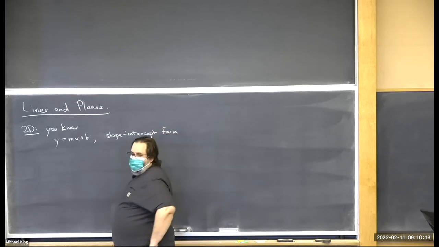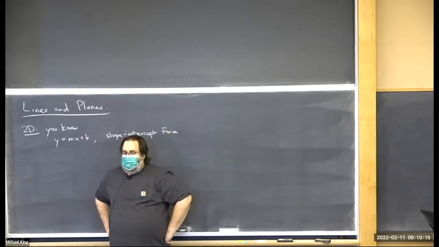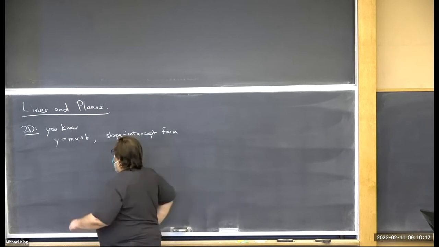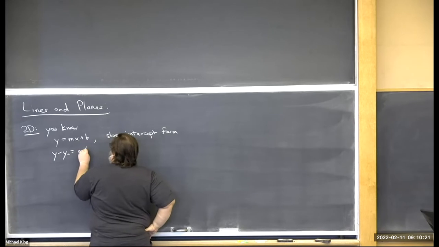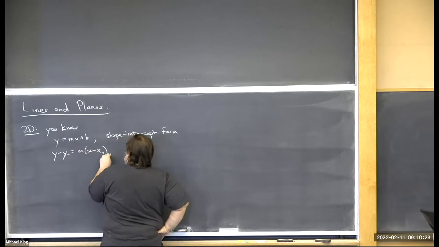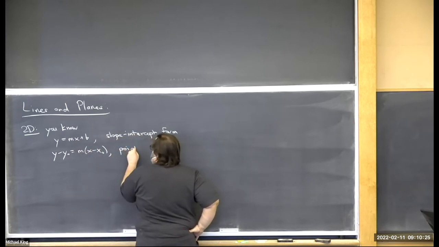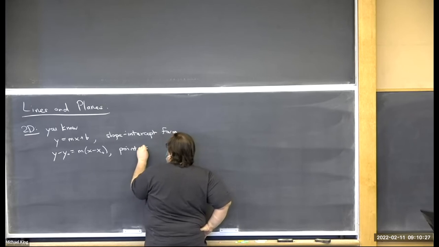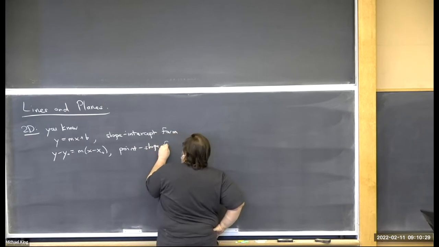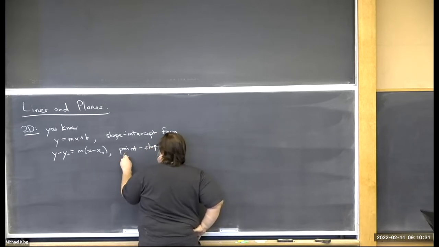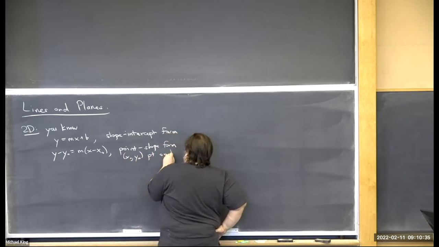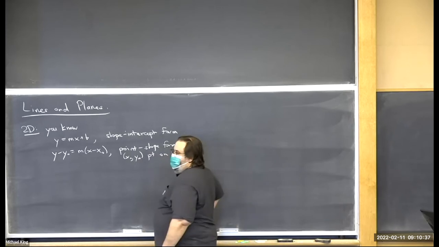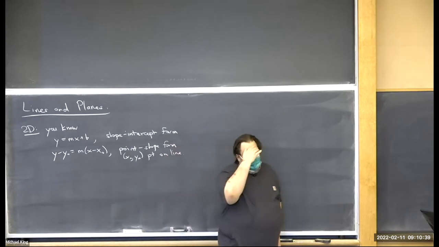Another form? Point slope. Point slope is what? Y minus y naught equals m times x minus x naught. So x naught comma y naught is a point on the line. Okay. So those are the two ones that you know the best, right?